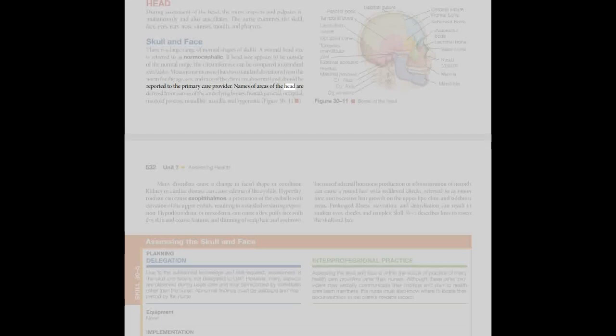Names of areas of the head are derived from names of the underlying bones: frontal, parietal, occipital, mastoid process, mandible, maxilla, and zygomatic, Figure 30-11.